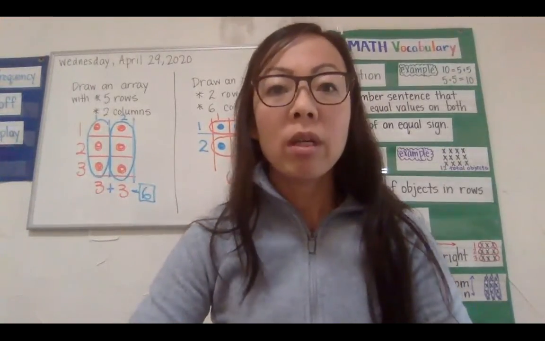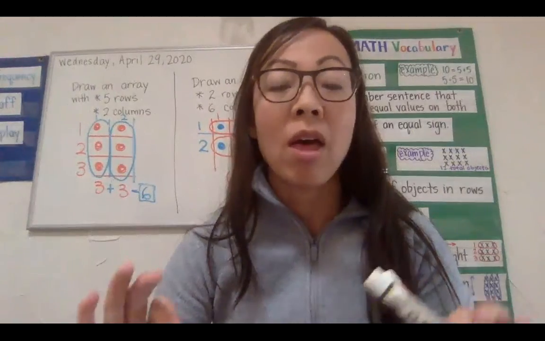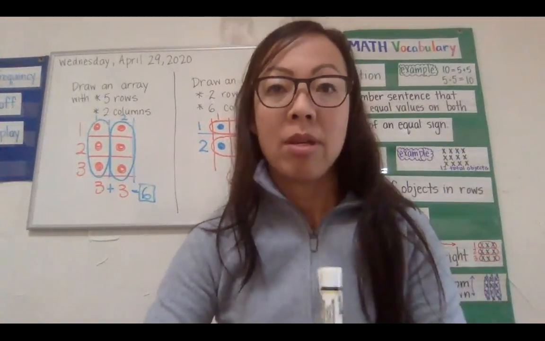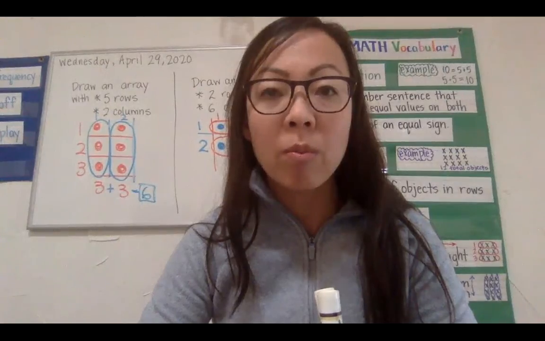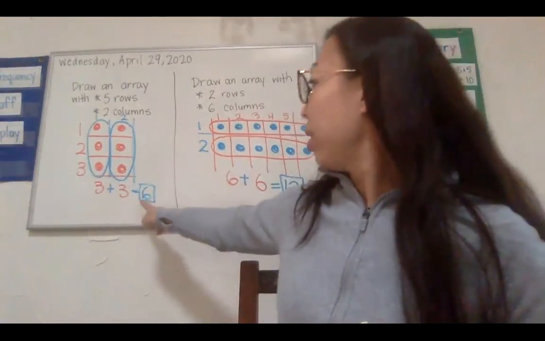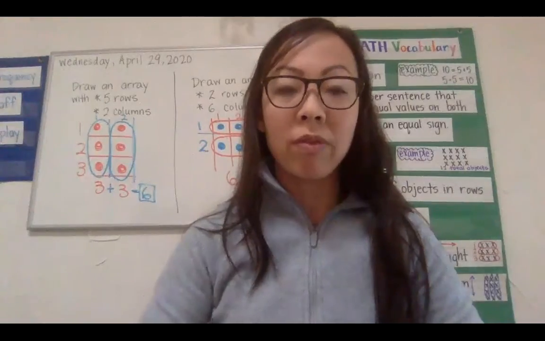So when we're doing our arrays, please remember every row has to have the same number in it, and every column has to have the same number in it. So your equations will always use the same addend. You're just going to add more of those addends.